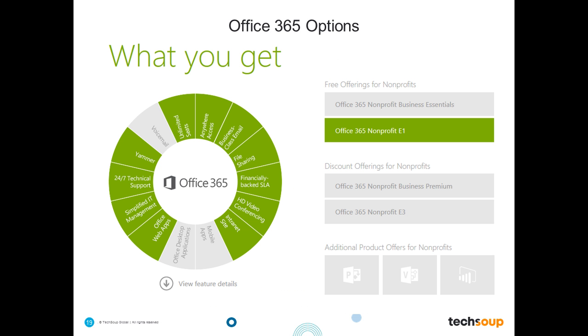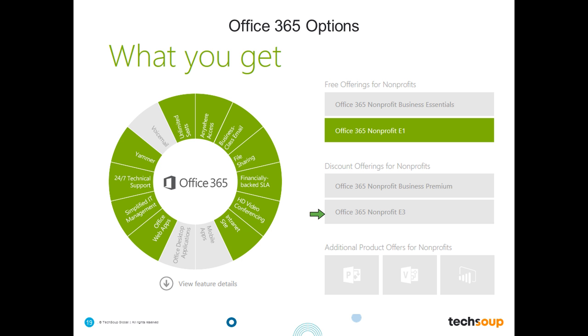So here's an example. The Office 365 E1 for nonprofit SKU is the one that's highlighted here. The other one that is available at no cost is Office 365 Nonprofit Business Essentials. Then at a discount are Office 365 Nonprofit Business Premium and Office 365 Nonprofit E3.